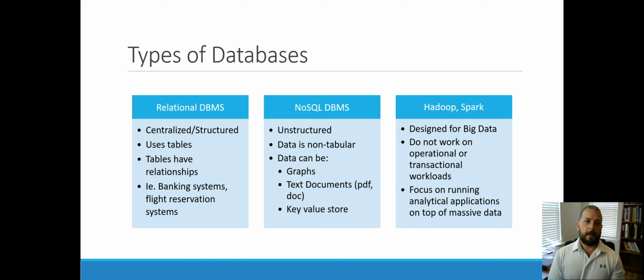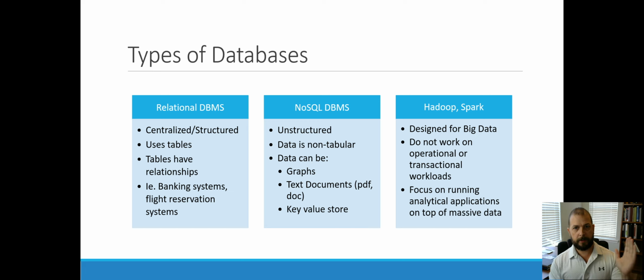There are a couple of different types of databases. These are the ones I want you to be familiar with. One that we're going to really look at over the next several lectures is the relational database. A relational database management system uses a centralized or structured type of model. This means that it uses different tables as the particular entities to collect those attributes. And then these tables, which are entities, have different relationships between them.